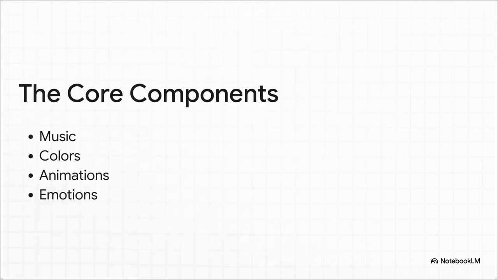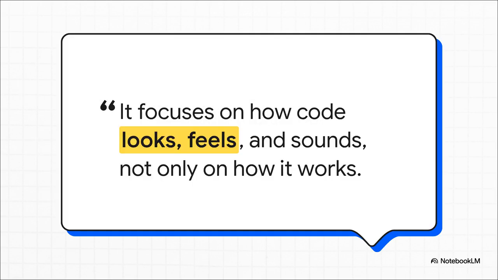And how do you actually create a vibe with code? Well, it's done through these core components right here. We're talking about weaving in music and soundscapes, carefully picking out color palettes to make you feel a certain way, using these really slick, fluid animations to guide your eye, and ultimately trying to get an emotional response from the user.